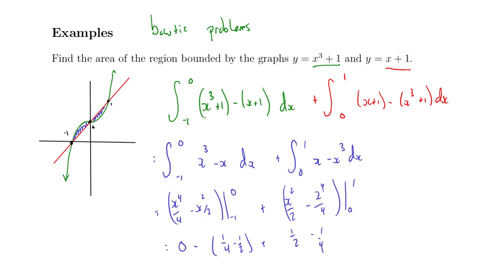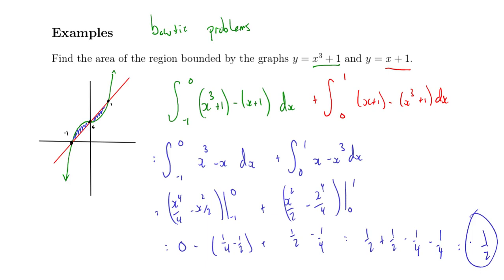A negative fourth and a positive half. So we have half plus half minus a fourth minus a fourth. So we just get a half out of this, right? Check my arithmetic. I make a lot of mistakes.